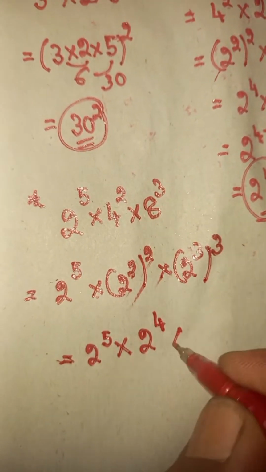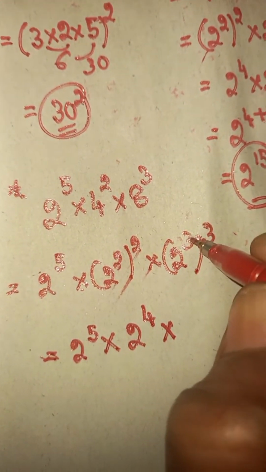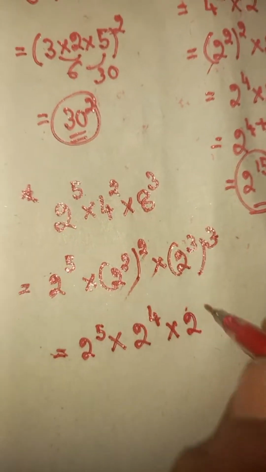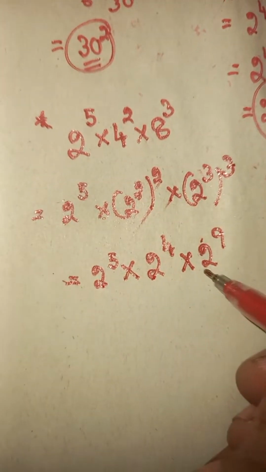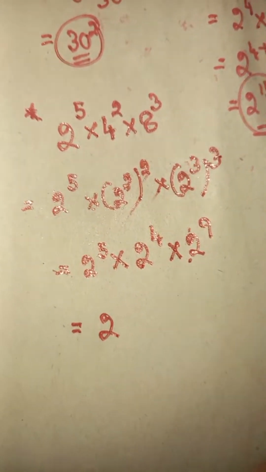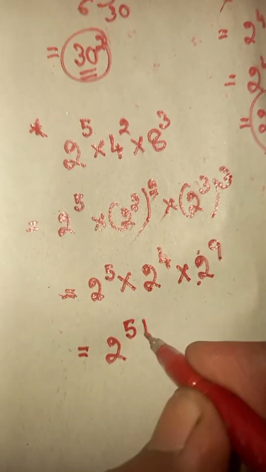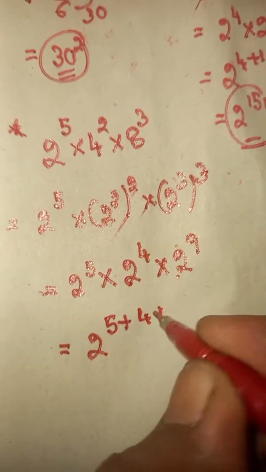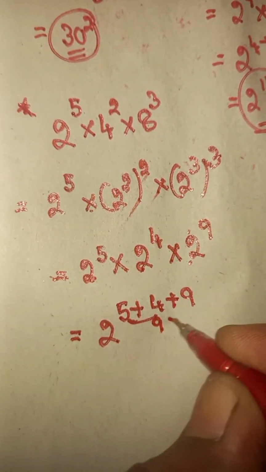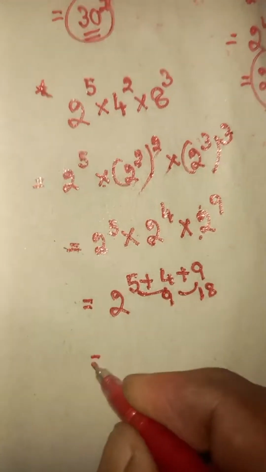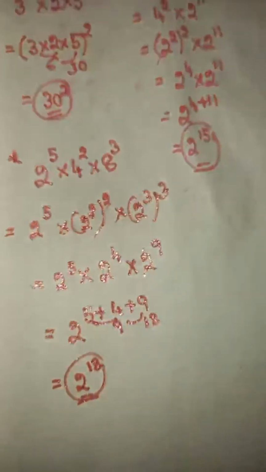So it becomes 2 power of 4 times 3 times 3, here also multiply inside and outside numbers. 3 times 3 becomes 9. So it is 2 power of 9. Now in all of them the base remains as 2. So take 2 as the common base. Now add up the powers. That is 5 plus 4 plus 9. If you add, 5 plus 4 is 9, 9 plus 9 is 18. This becomes 2 power of 18. This is about multiplying exponents.